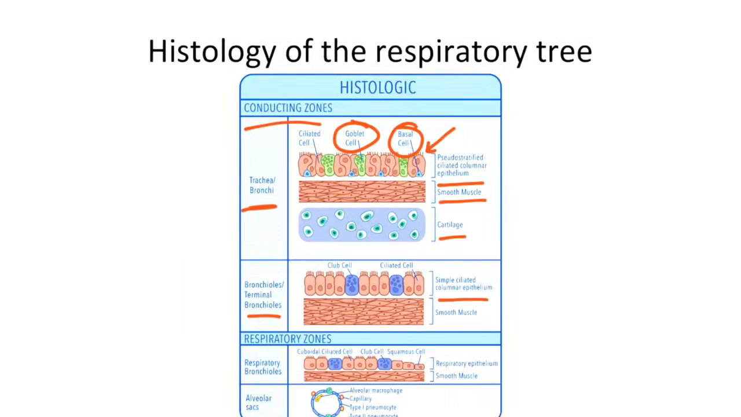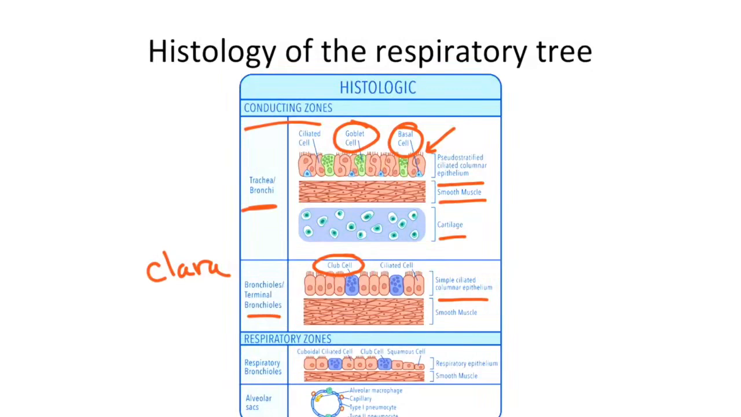Instead, these have been replaced with club cells, which are sometimes also called Clara cells. I like to think of club cells as a combination of basal cells and goblet cells. Club cells secrete a mucus-like substance similar to goblet cells and also act as a stem cell for the bronchioles. Finally, notice that the cartilage in this region is no longer present.